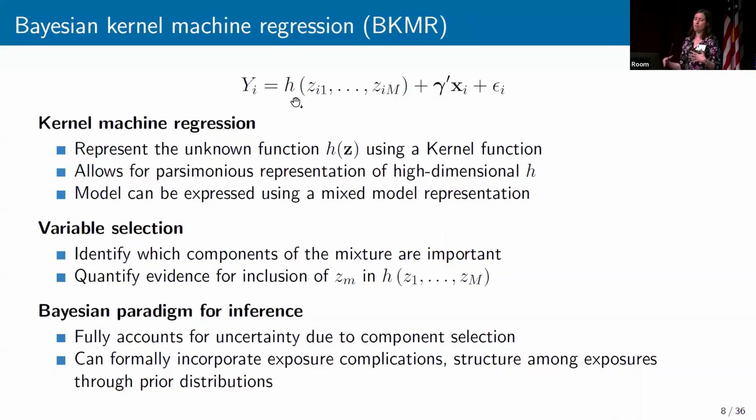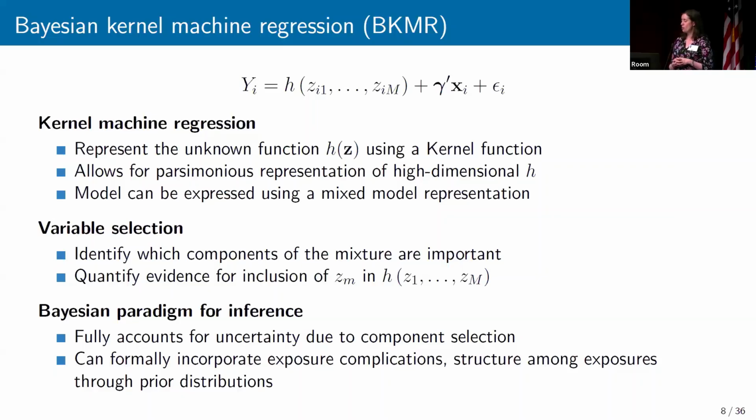So I'll walk through the different pieces of BKMR at a high level. It first has this kernel machine regression. So what does that mean? I talked about the challenges if we use basis functions like splines or quadratics with all the interactions, leading to a large number of parameters in our model. There's an alternate way to write this exposure response function mathematically, and that's using a kernel function. So for the kernel machine regression part, we're representing this unknown exposure response function H using the kernel function. There are a couple of features of using this kernel function approach.